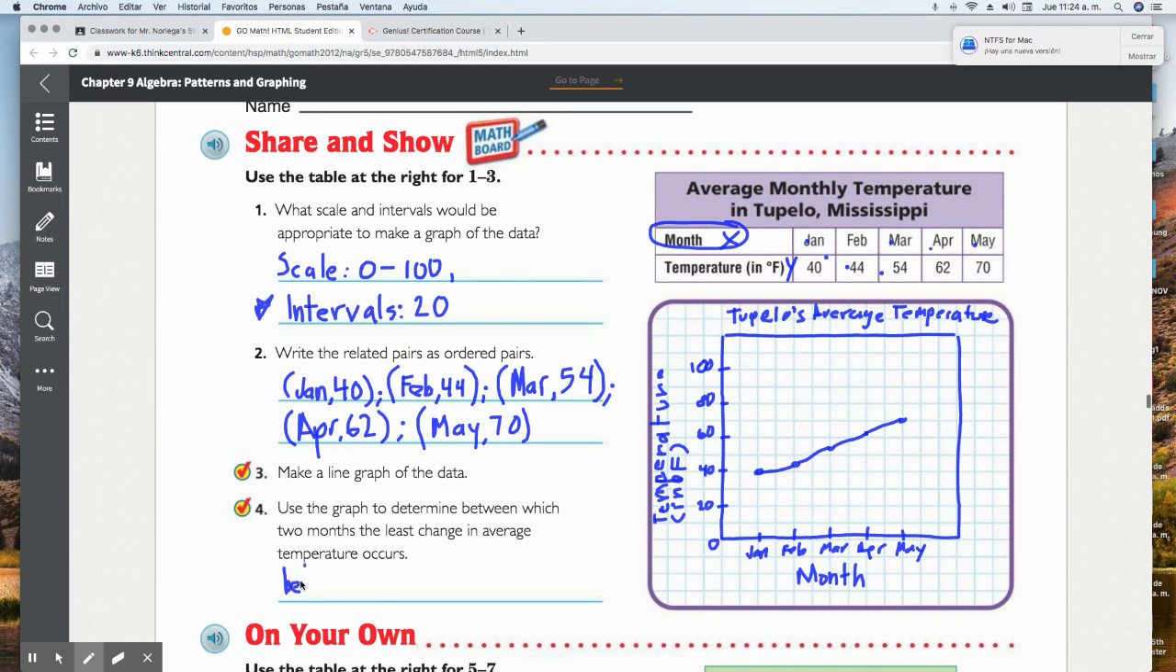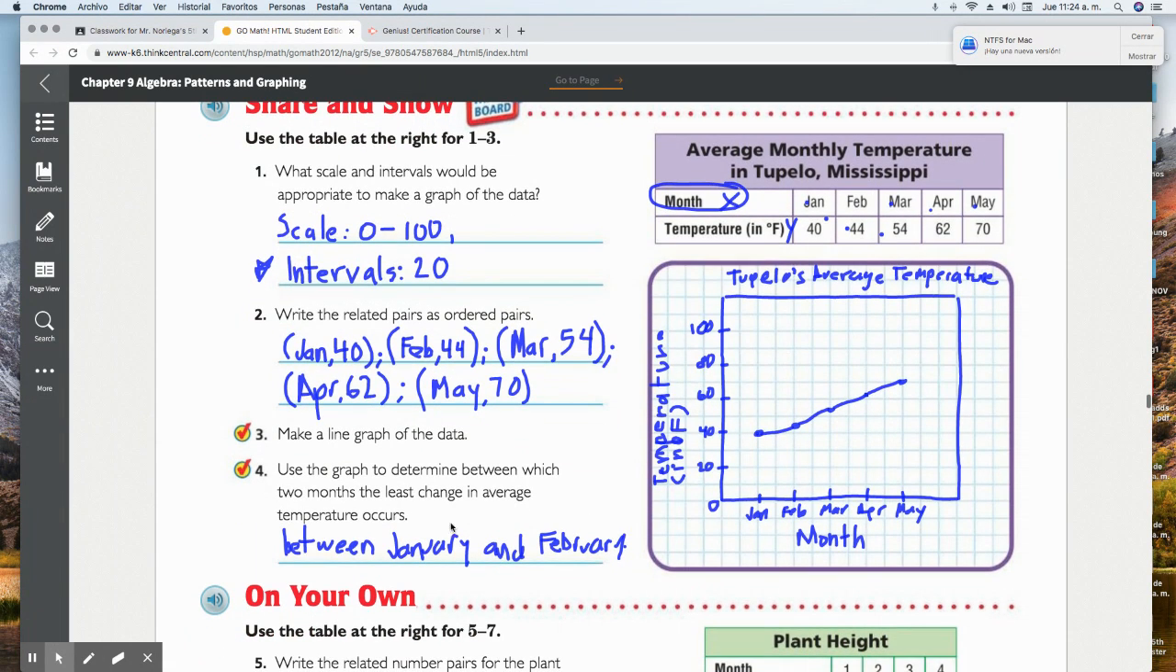Between January and February. All right? So that's how we use a line graph to answer this type of question. We needed to find the line that didn't go as high as the other lines.